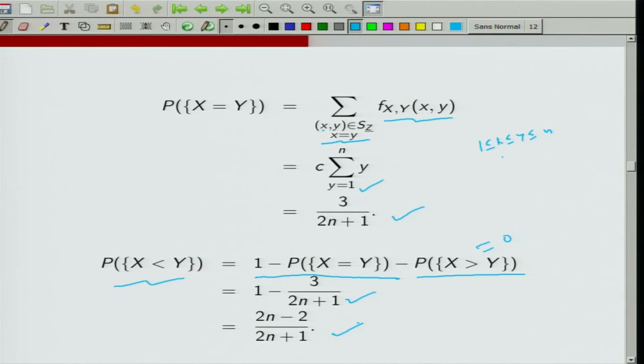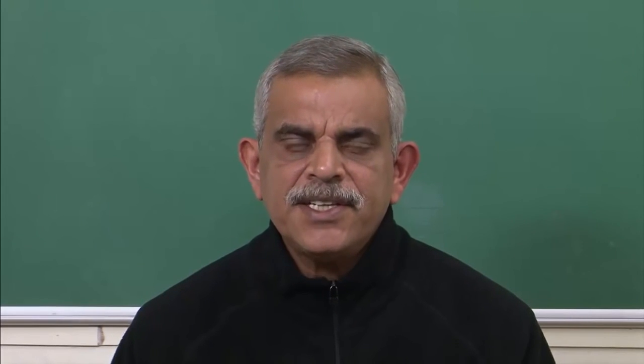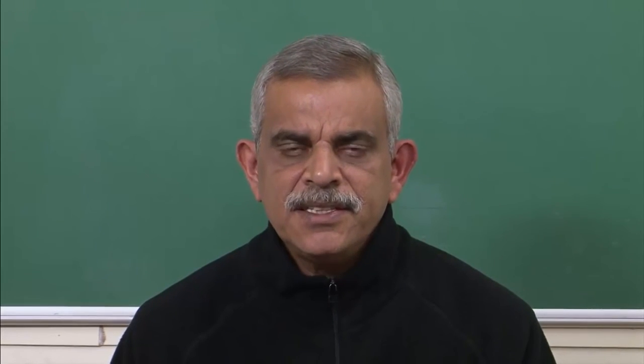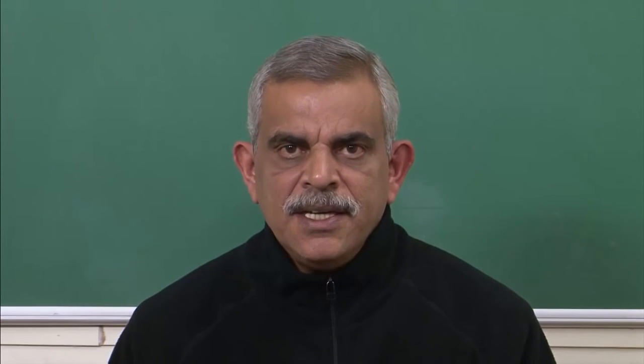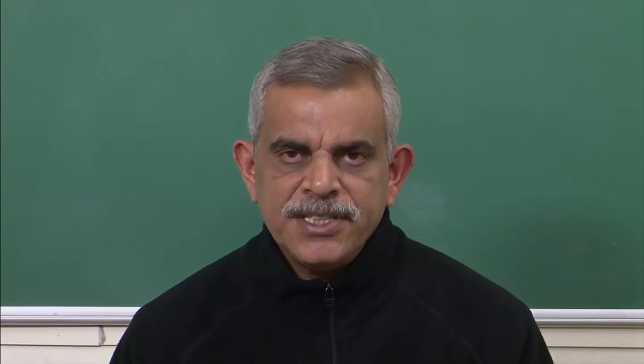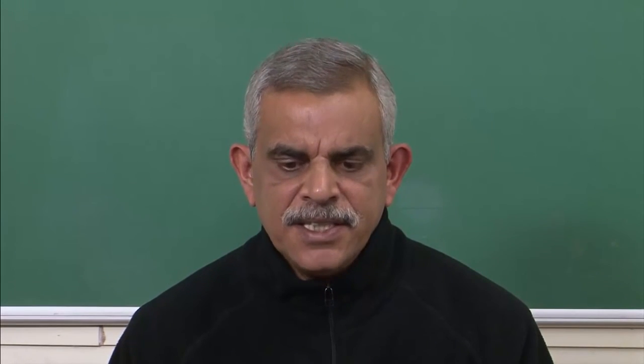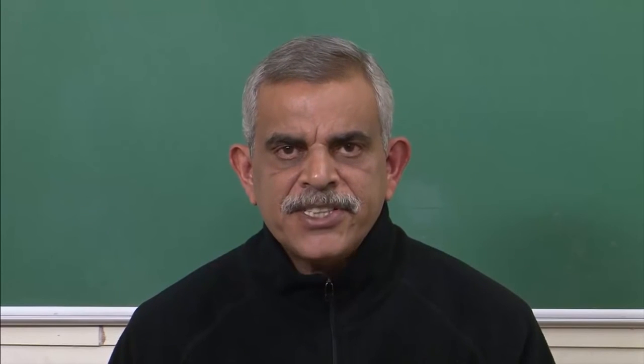So, we have seen how to get the marginal probability mass functions of discrete random variables. What we have seen is, if you have a discrete random vector, then its marginal distributions are discrete, and to get the marginal distribution, you sum out the unwanted variables. Now, in the second part of this module, we will discuss the concept of conditional distributions.